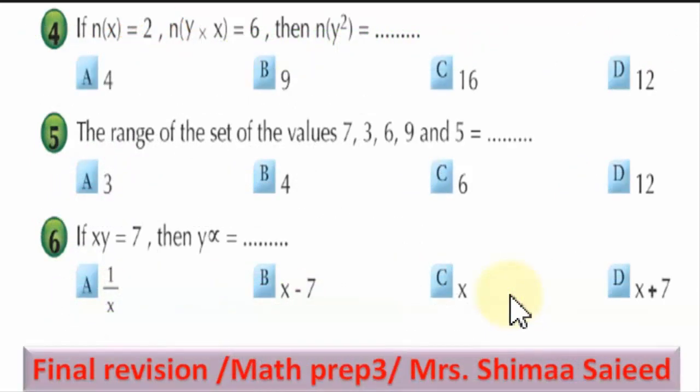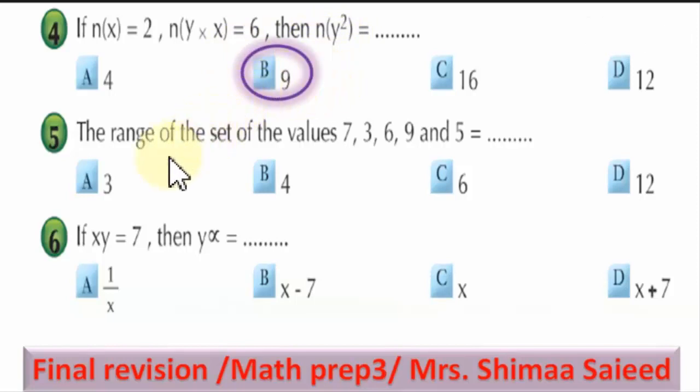If n of x equals 2 and n of the Cartesian product of y and x equals 6, then n of y squared equals, firstly we can calculate n of y. n of y equals n of the Cartesian product of y and x, over n of x. 6 over 2 equals 3. So n of y squared equals 3 squared, which is 9.